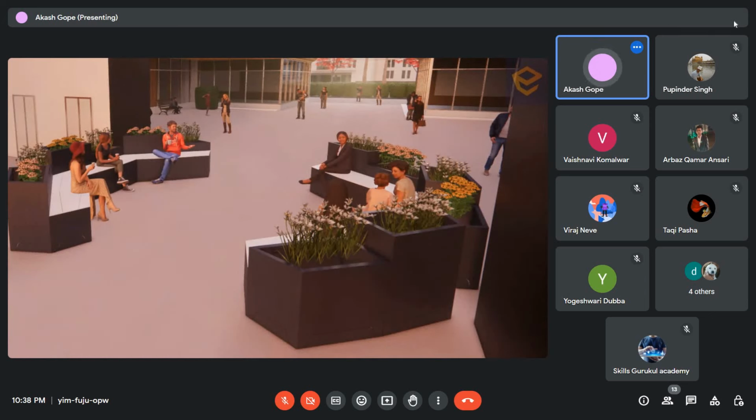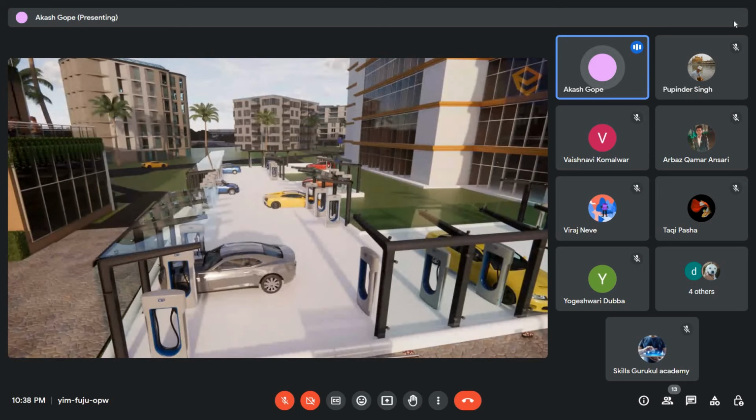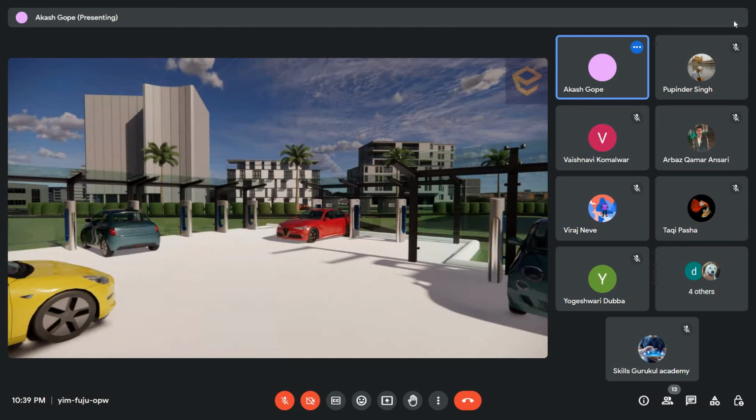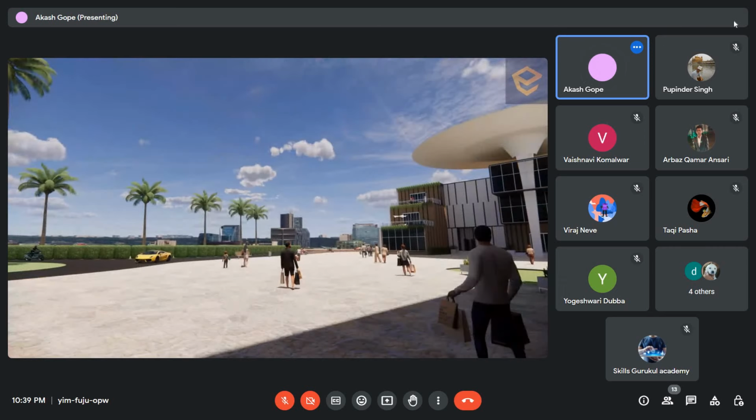This one is the middle of the mall. Here you can see the outdoor seating, and plants are given on the tables only. This one is totally EV charger and car parking; open car parking and EV chargers are provided here. This one also. There are two different parkings: one is I shape and one is E shape. Totally both are open parking.